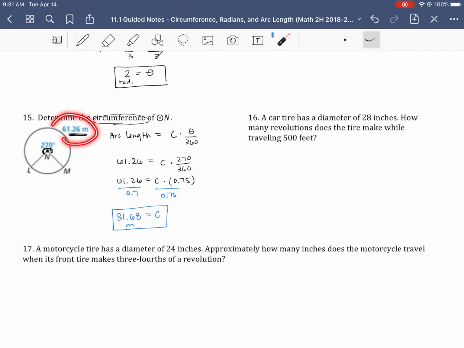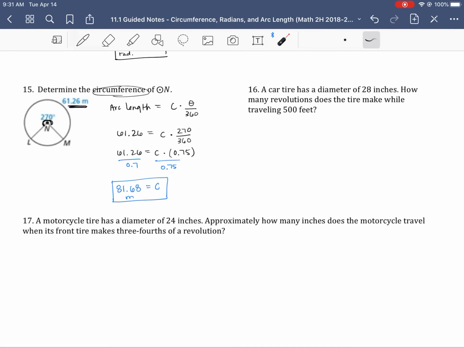Okay, and then we just look back to make sure that that makes sense. So if this is 61.26, it would make sense that the circumference is bigger than that. And if that's about 3/4 of the circle, then this would make sense for that to be our circumference. Just make sure that it makes sense there.